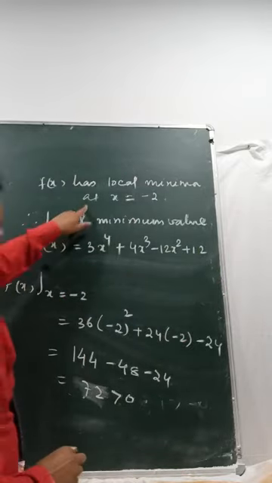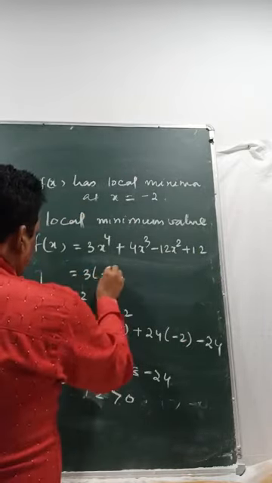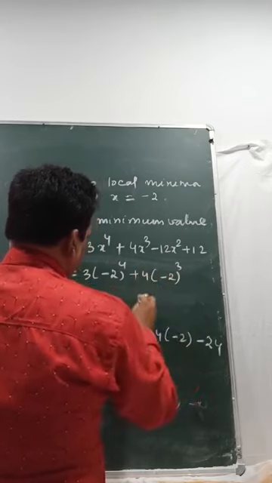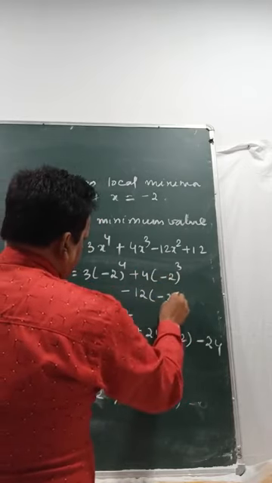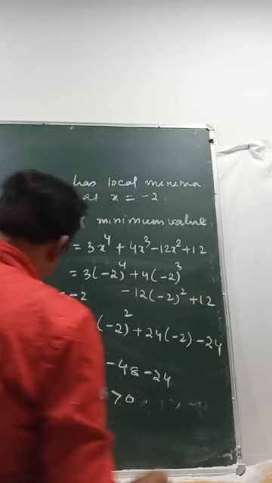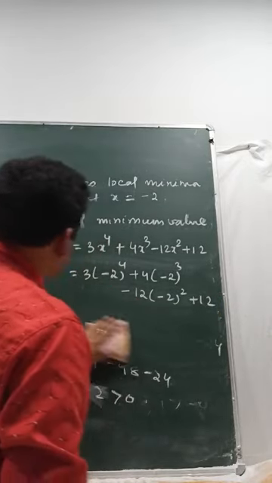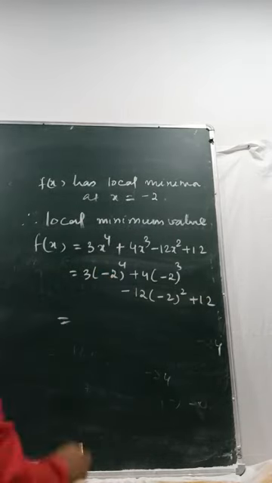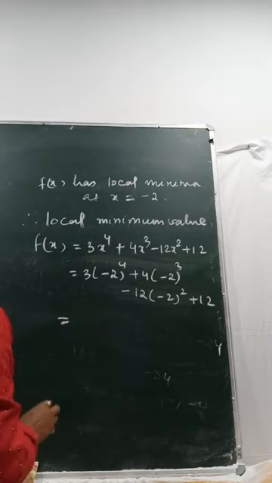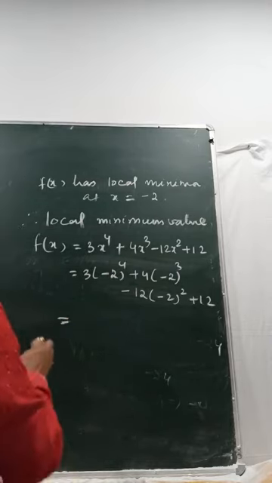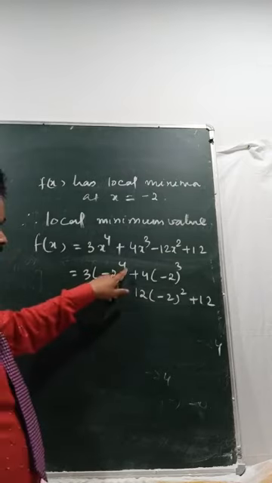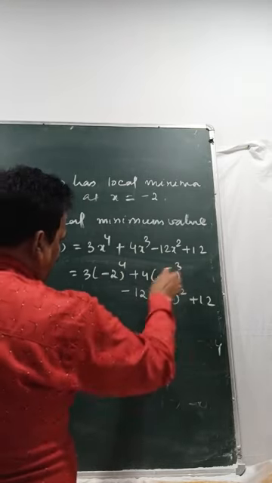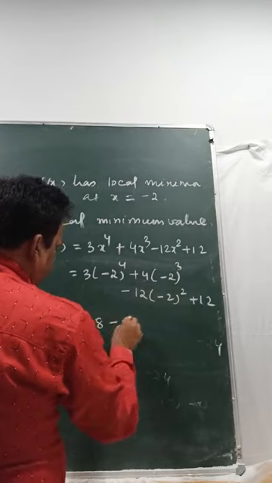So put the value here, minus 2. So 3 into minus 2 power 4, 4 into minus 2 power 3, 12 into minus 2 power 2 plus 12. So how much did I get here? 16 into 3 is 48. Then 8 into 4, this is minus 32.